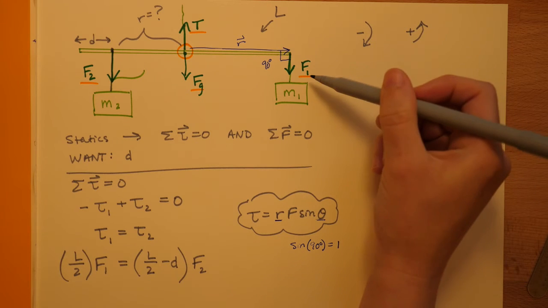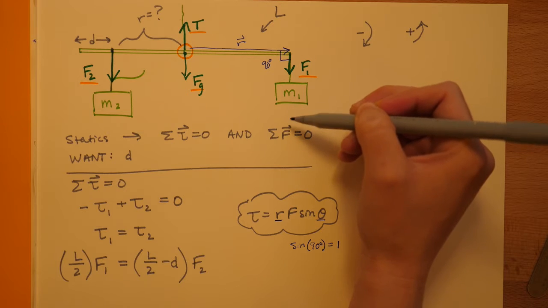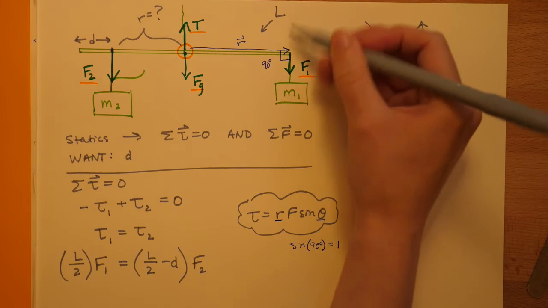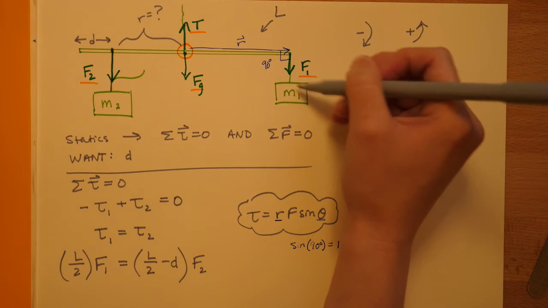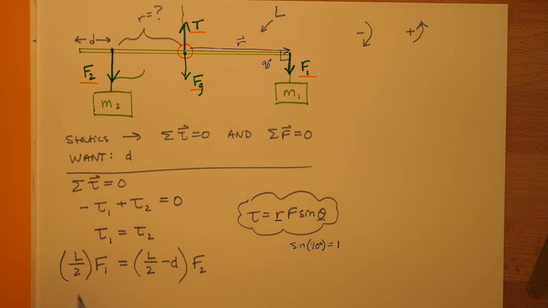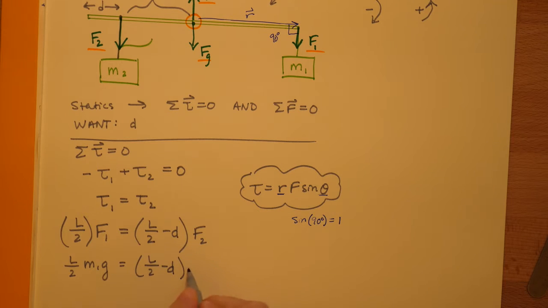Okay, so what are F1 and F2? Well, these are both hanging here under the influence of gravity. So this force, there's no other forces in the y direction there, so the tension in the string is the same as the weight of the box. So F1 is going to be m1g, and F2 is going to be m2g. So the g's will cancel, and now all that's left to do is solve for this distance that we want.